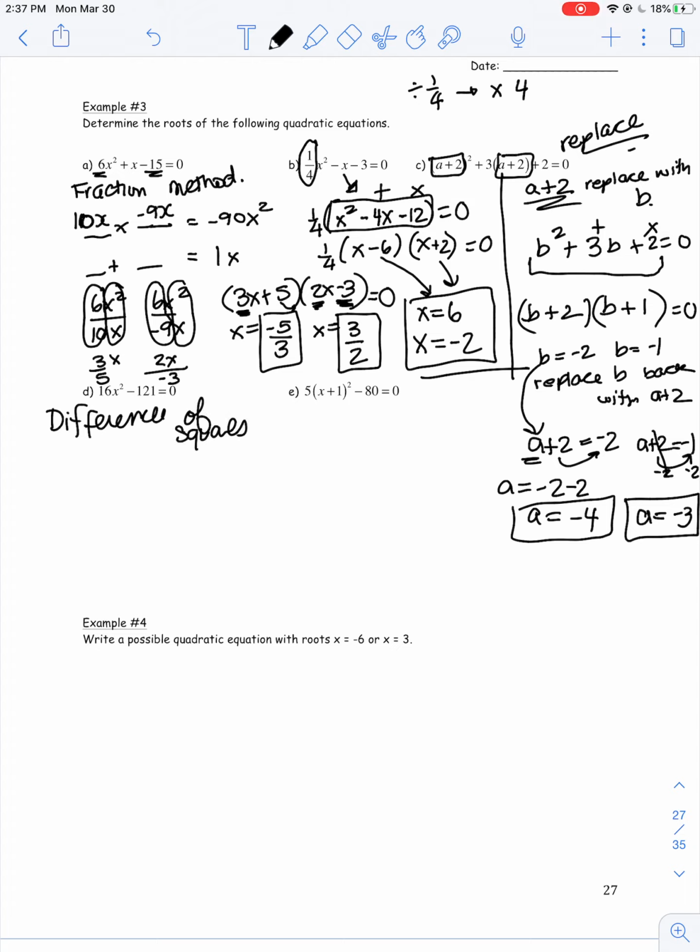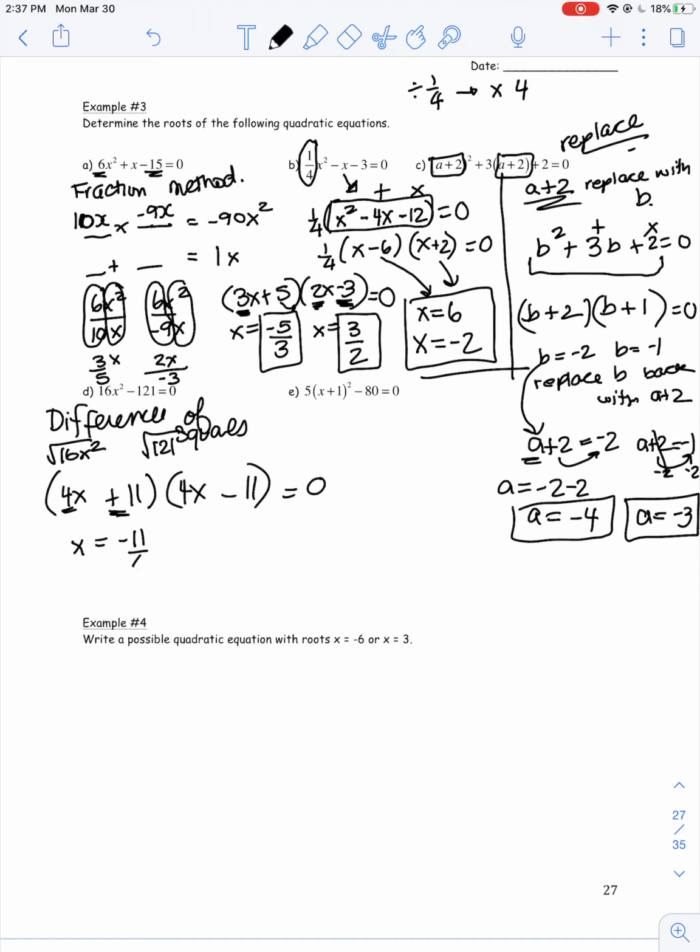D, difference of squares. Okay, so we're going to have to square root the first value, square root the second value. The square root of 16x squared is 4x in both brackets. The square root of 121 is 11. And you're going to have plus, minus in between, and those are your two factors.